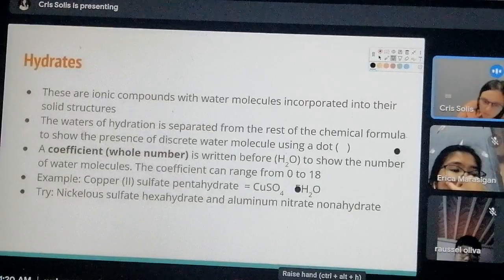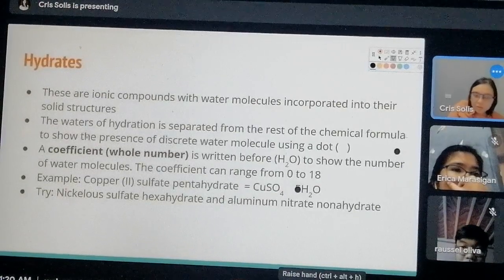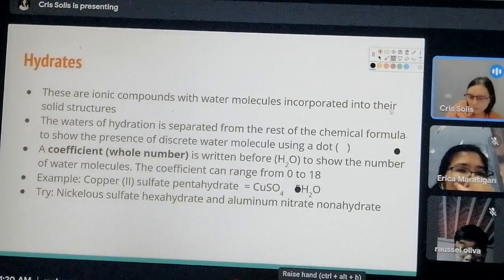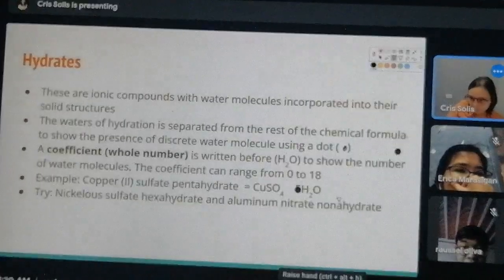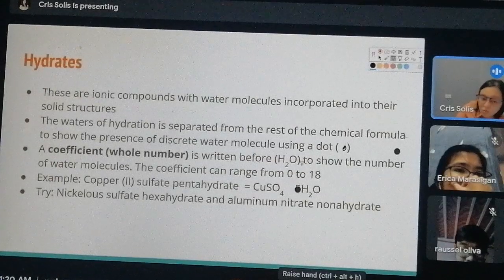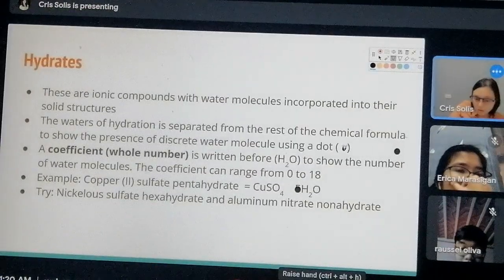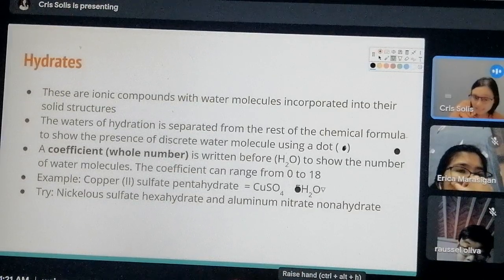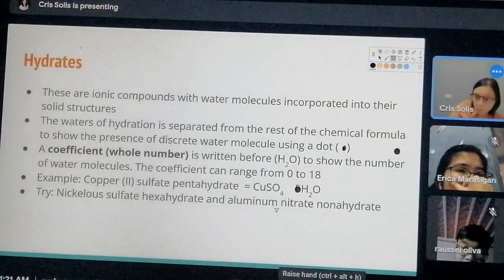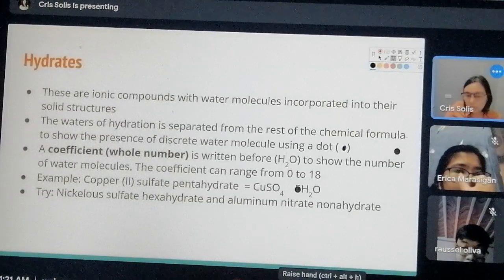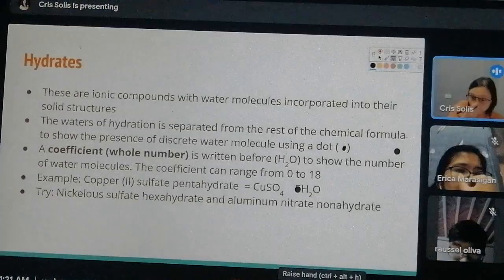So what do you do? How will you write it down? You write down your water and you separate it from the chemical formula using a dot. Ano po ba ang chemical formula ng water? Di ba H2O? So, ang nangyari dyan, after the dot, you have your coefficient, which is a whole number, ranging from 0 until 18, plus the H2O. The reason why you're doing that is you're showing that this is the amount of water molecules added to your chemical formula.